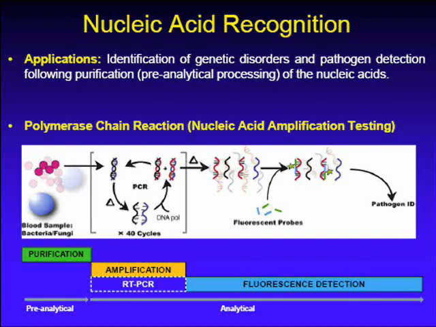Now we move on to nucleic acid recognition. Of course, this technology is not limited to pathogen detection because it can also be used to identify genetic disorders, including cancer and cancer treatment. Polymerase chain reaction serves to amplify DNA, and then the products, the amplicons, are detected using fluorescent technology.